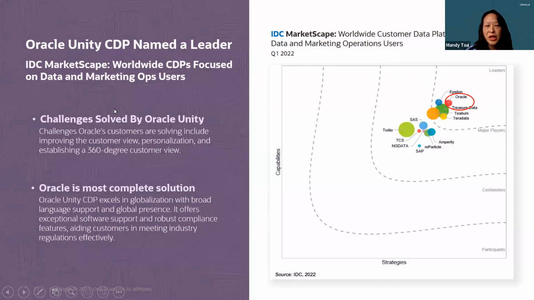In the actual report, which you can always feel free to read up on later, there are many challenges that the report says Unity can help you solve. And we've covered many of them in this webinar already, so I won't go into too much detail on that. But a key thing that they did say is that Oracle is the most complete solution, and it can support customers globally. And we have a robust compliance feature to help customers meet industry regulations effectively. So we know that this is super important for all of our customers.